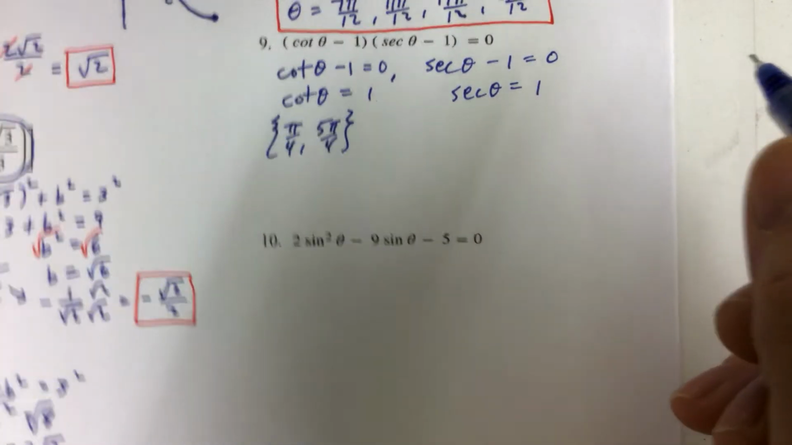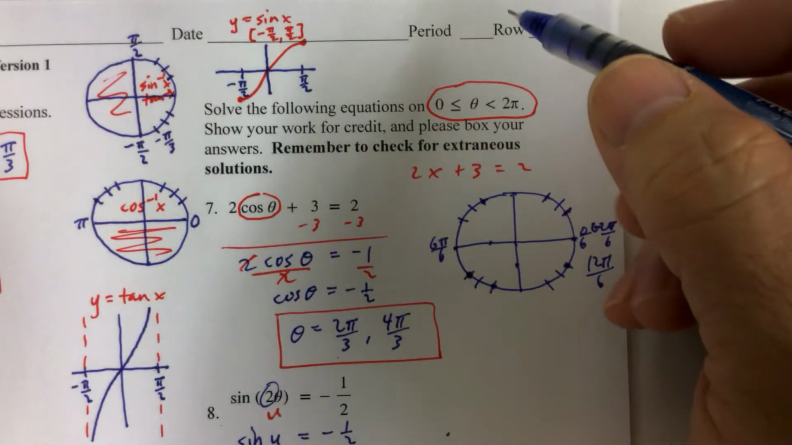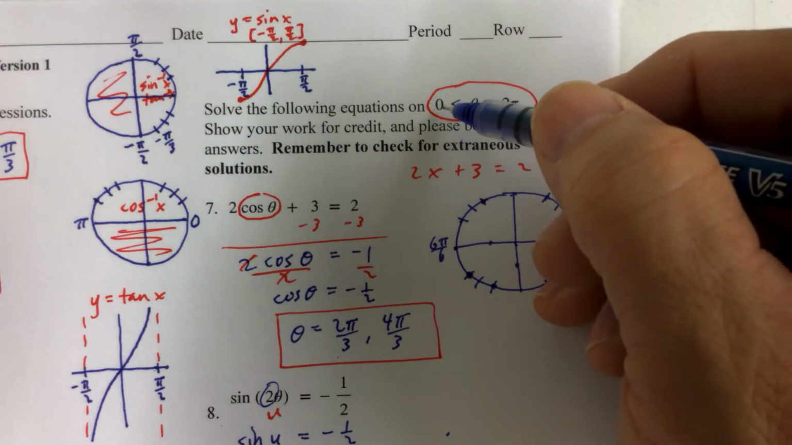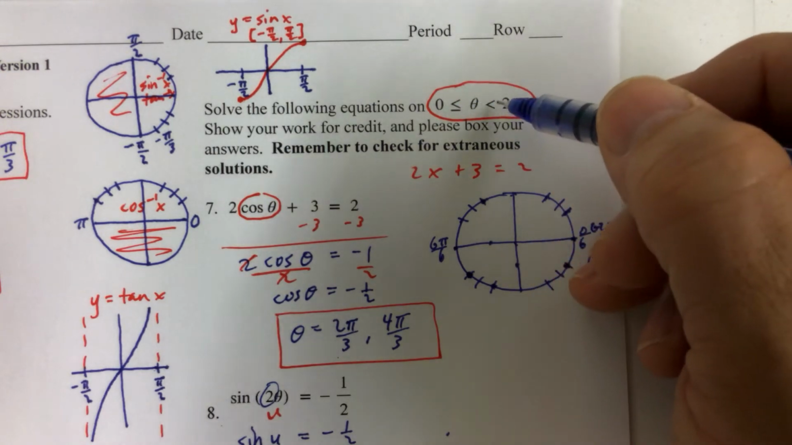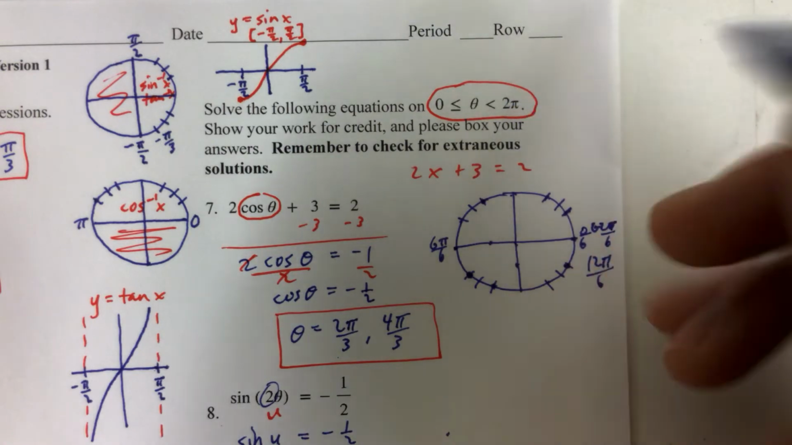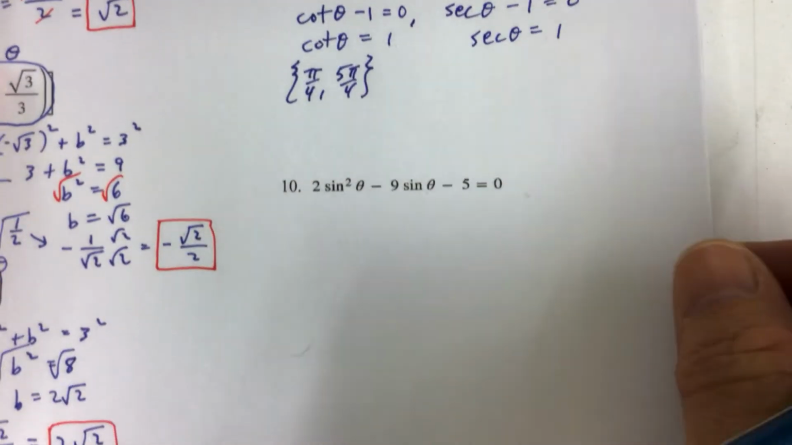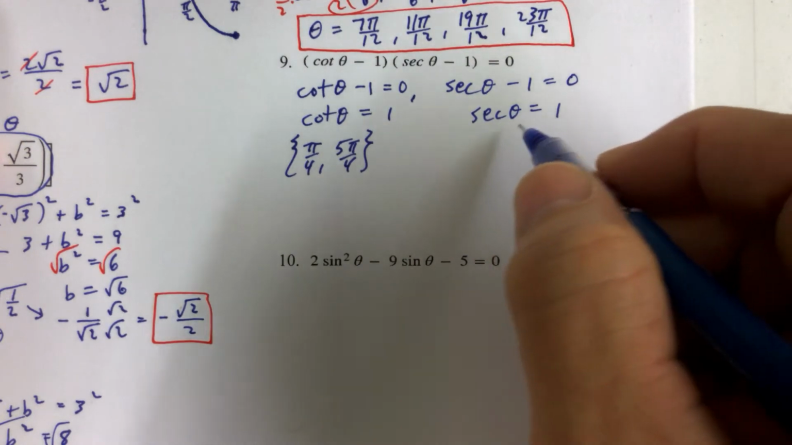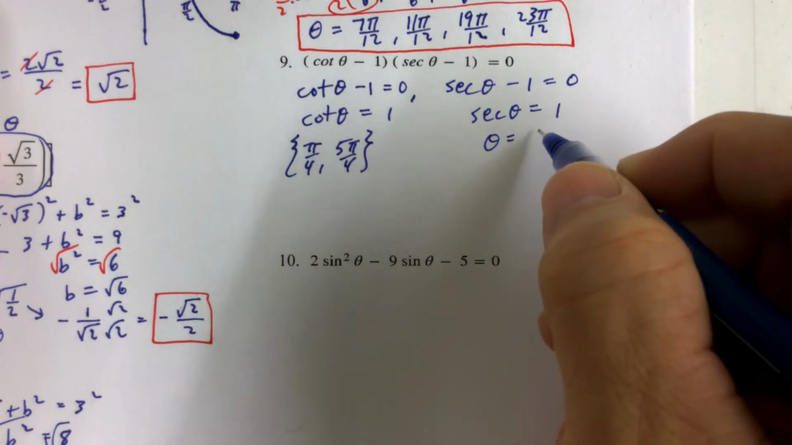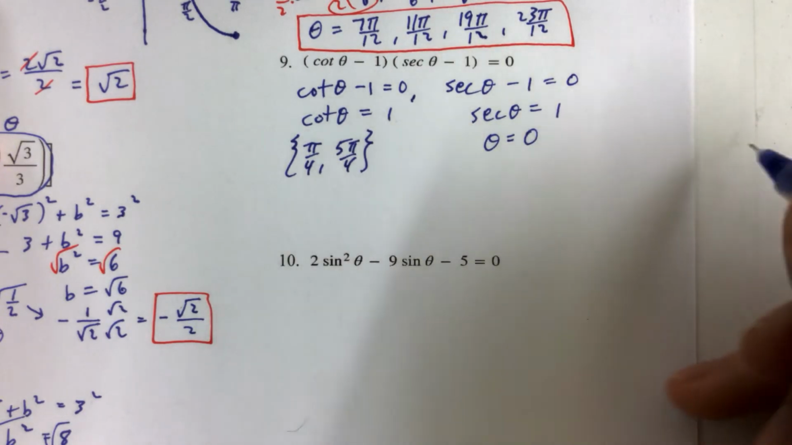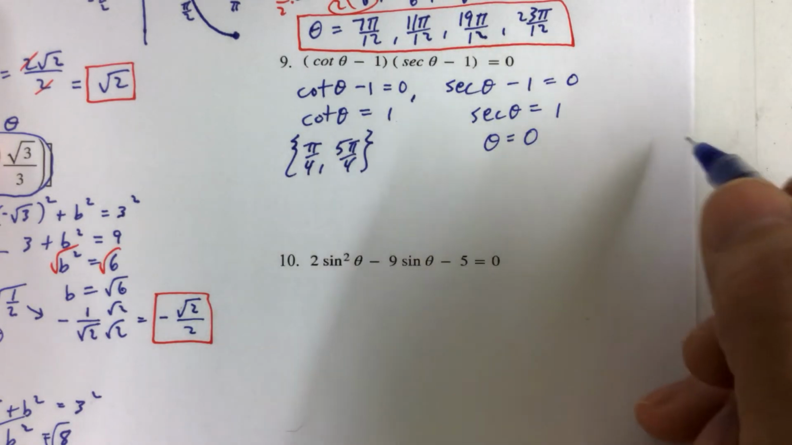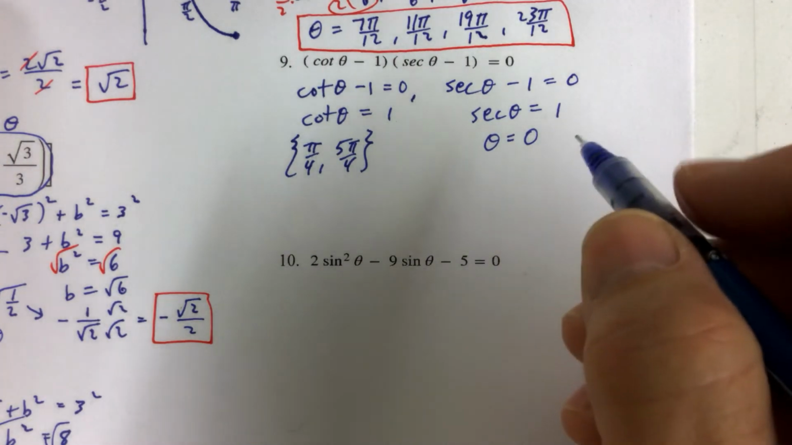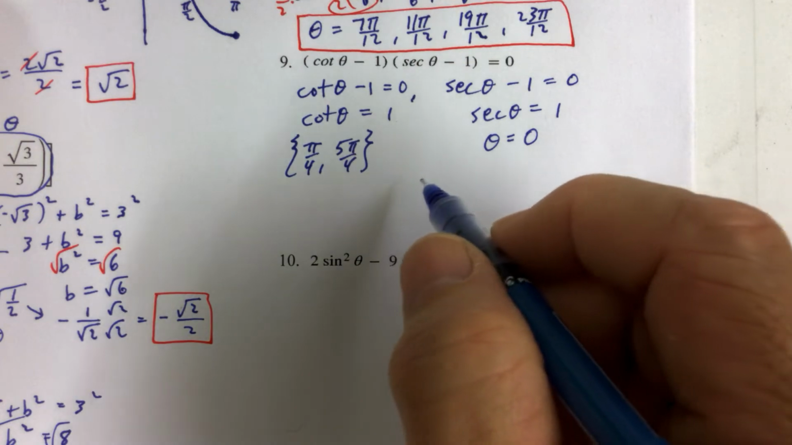Now, if you remember, we talked about the solutions needing to be on the interval from 0, including 0, to 2 pi, but notice that we're not including 2 pi, so you don't need to include 2 pi. But the secant is equal to 1 where the cosine is equal to 1, and that's where theta is equal to 0, 2 pi, 4 pi, and so on. But we're only seeking values of theta between 0 and 2 pi, but not including 2 pi.